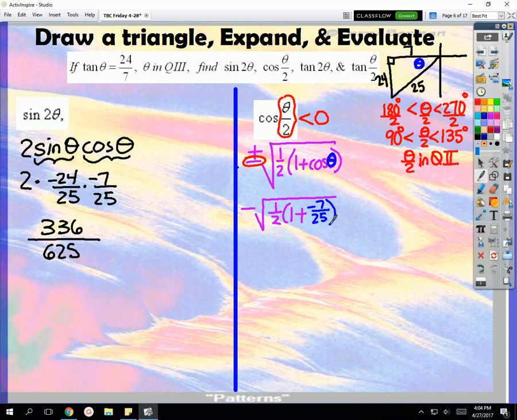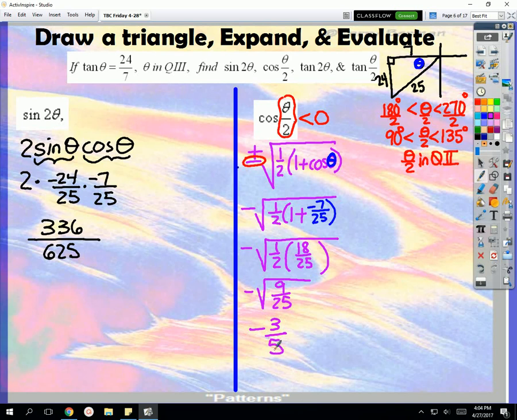So you're dealing with the cosine of theta over 2 and the cosine of theta within the same problem. That's tricky. So I'm going to say it's negative. Now, on the inside of the parentheses, let's read this. One is 25/25 plus a negative, or minus 7/25. So that's going to be 18/25. Half of 18 is 9/25. And then that turns out nicely as negative 3/5.